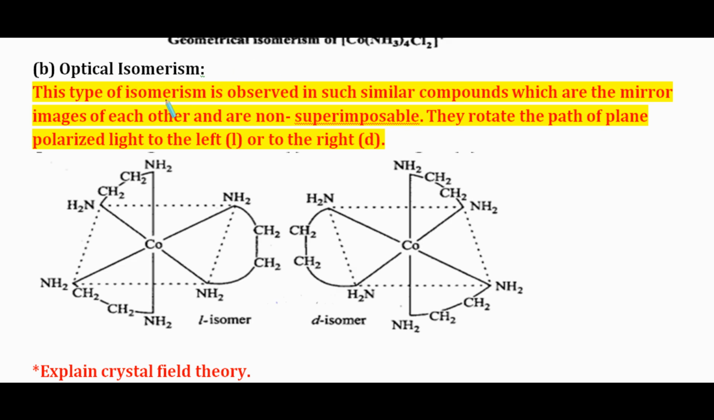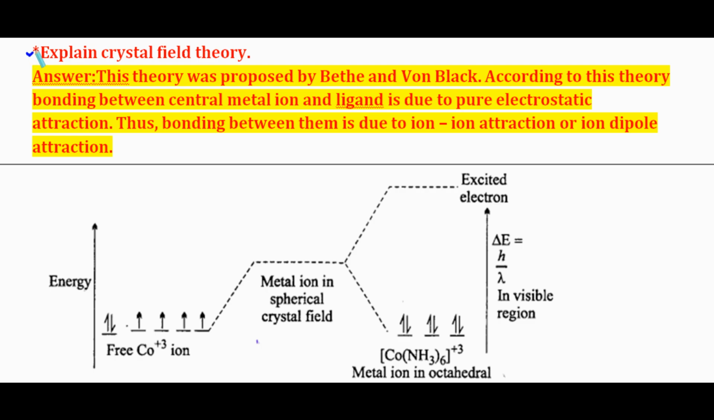Next, optical isomerism. This type of isomerism is observed in such similar compounds which are mirror images of each other and are non-superimposable. They rotate the plane of plane polarized light to the left or to the right. तो यहाँ पर ये है और ये भी लिगेंड है और ये जो है एक दूसरे के, ये जो कॉम्प्लेक्स कंपाउंड है एक दूसरे के मिरर इमेज है। यदि इसके सामने आईना रख दे तो इस तरह से ये इमेज फॉर्मेशन होता है, इसको ऑप्टिकल आइसोमेरिज्म कहते हैं.